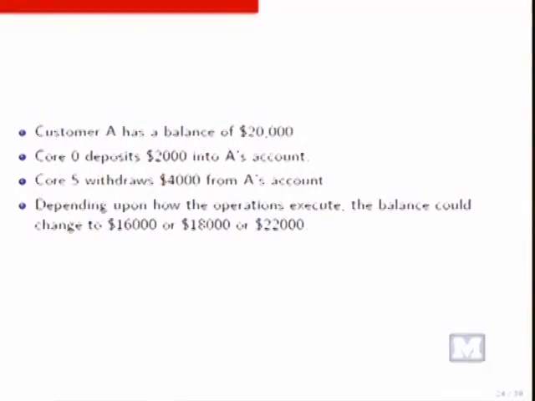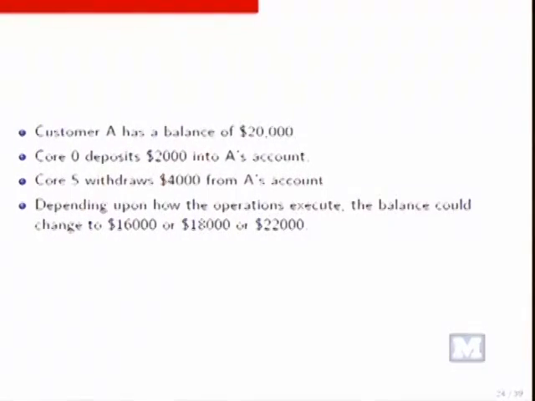One of the problems that comes up is like this. Suppose customer A has a balance of $20,000. One of the processors might want to deposit $2,000 into A's account, and another processor might want to withdraw $4,000 from A's account. If they both try to do this simultaneously, weird things can happen. For example, there's a word in memory that says $20,000. Both of them ask for that word, let us say simultaneously. Both of them get $20,000.